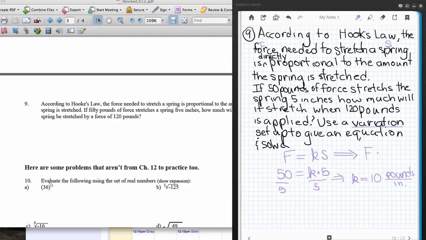And so the next thing that I'm going to do is I'm going to say that this then yields an equation. And so I have 10 and then S. So now I have an equation to put this second thing into. So if I have 120 pounds of force, then 10 times the S is going to tell me how much the spring stretches. So I'll divide both of these by 10, and that will cancel, and so that tells me the spring stretches 12 inches, and that completes these exercises.